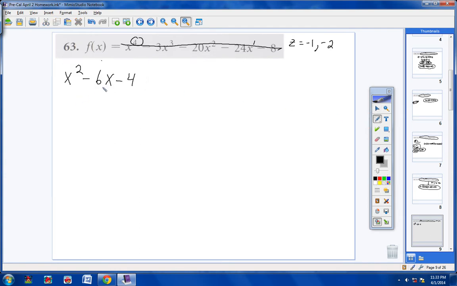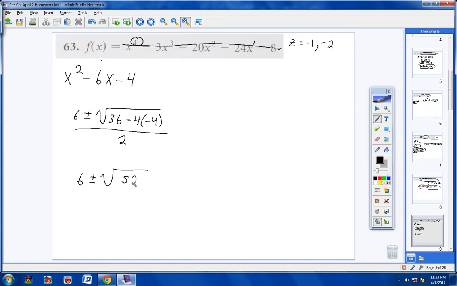All right, negative b, well, 6 is already negative, so negative negative 6 is positive 6, plus or minus the square root of b squared, which would be 36, minus 4ac. 1 times negative 4 would be negative 4. And then 2a, 2 times 1 is 2. Okay, let's simplify the radicand, the number under the radical. First of all, you multiply negative 4 times negative 4, you get 16. 36 plus 16 would be 52. So we have the square root of 52 all over 2.